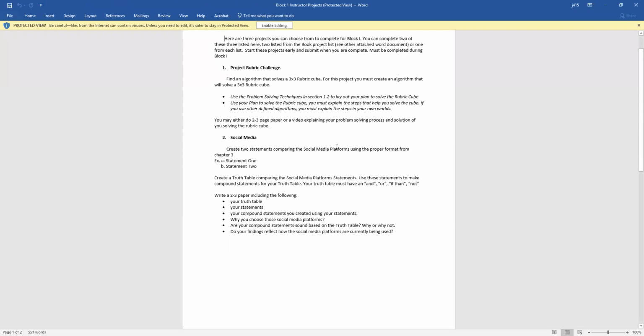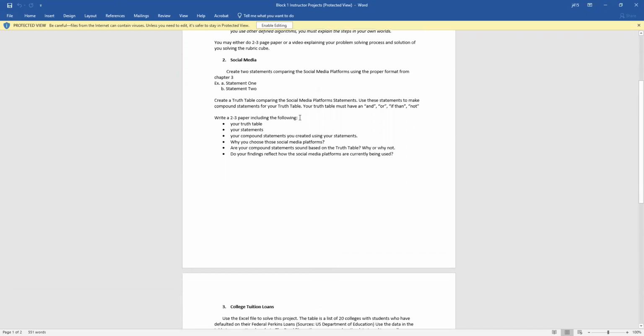Another one, and this is probably the most common one for my projects that students pick, is the social media one. Create 2 statements comparing social media platforms. And again, you might not know what a statement is. We'll get to that in chapter 3, but you're going to come up with 2 statements and you're going to create a truth table. Very similar to the lights project in the book, right? But instead of using lights, we're going to compare social medias, right?